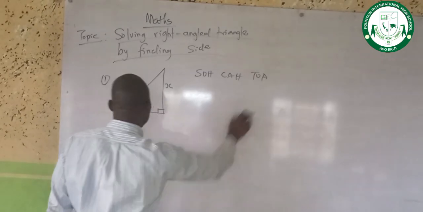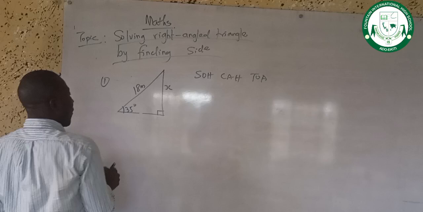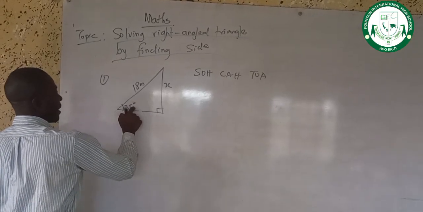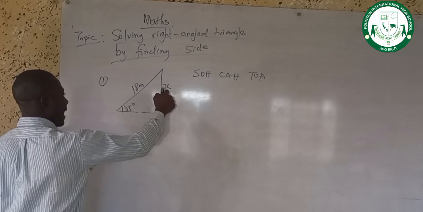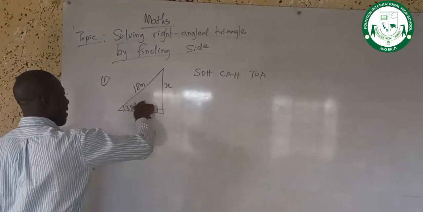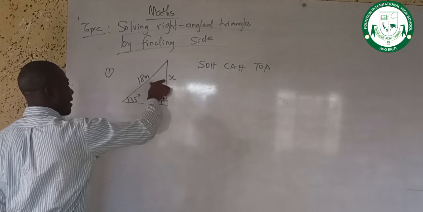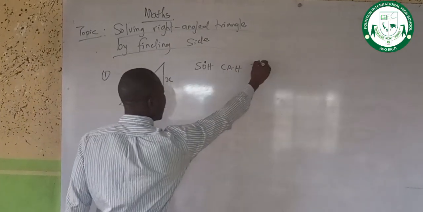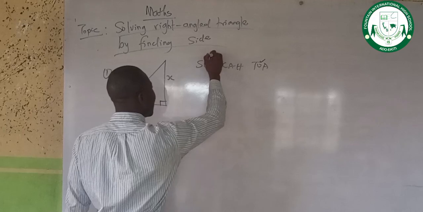We all know this. Now, the first one I'm going to look at is this. This is angle 35, and this is x we are looking for. Now, let's look at this. 35 is directly opposite of x. So, either this or this, because this is O, which is the opposite.